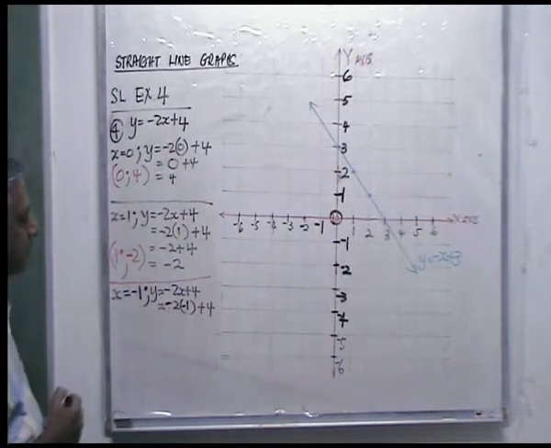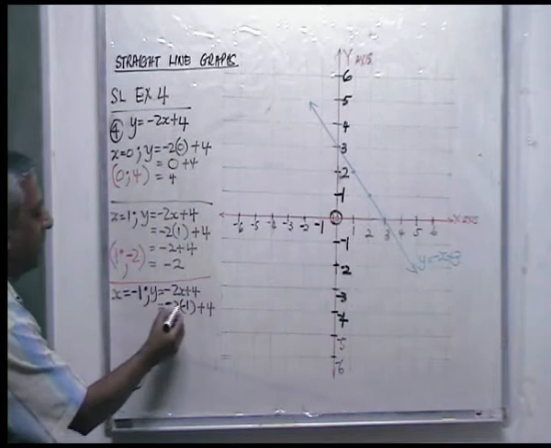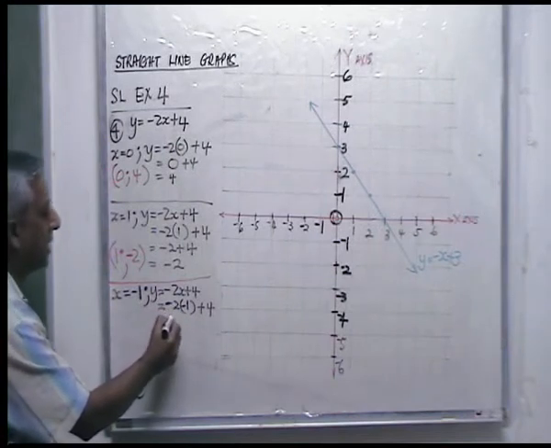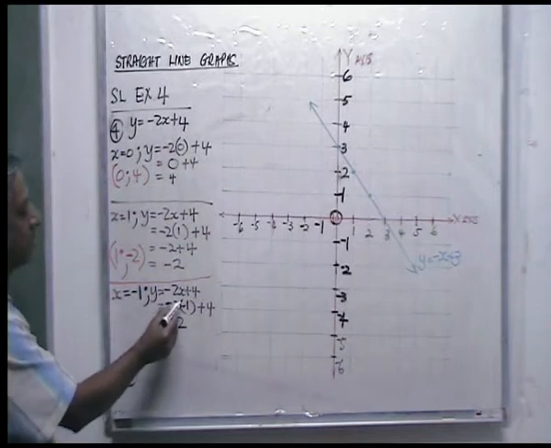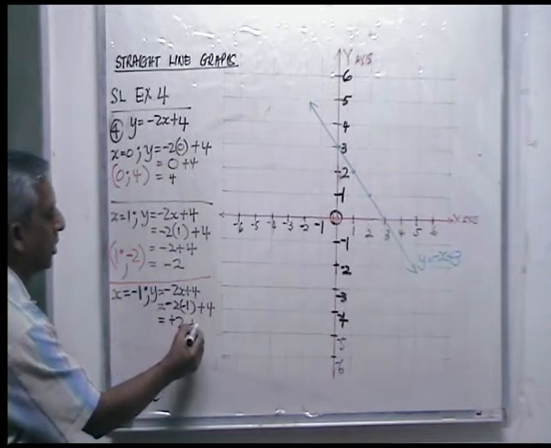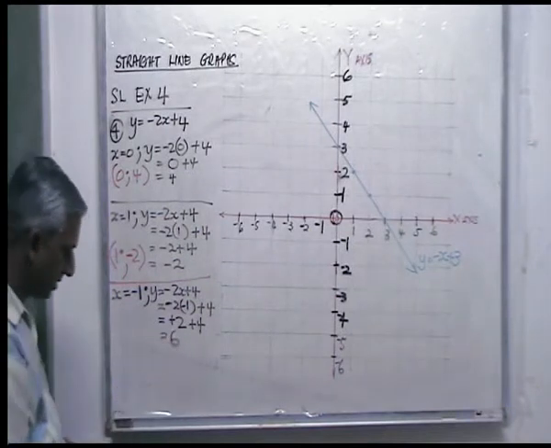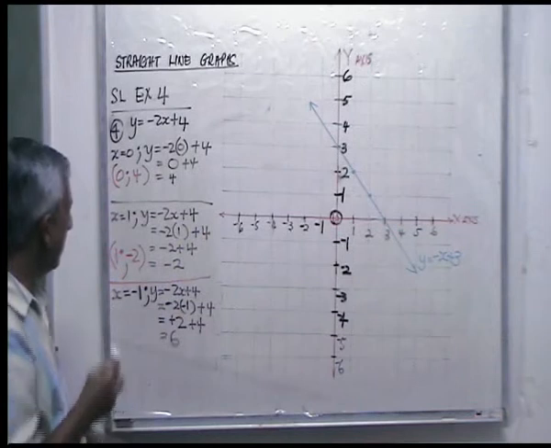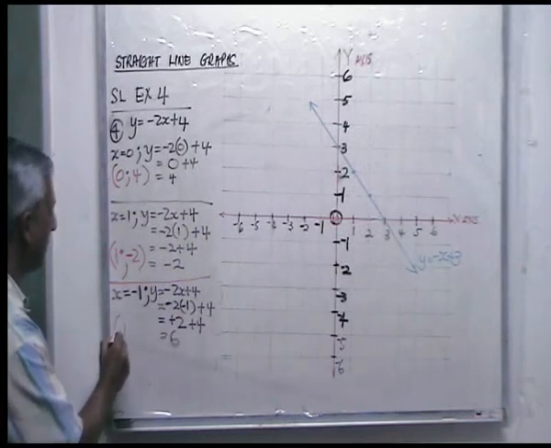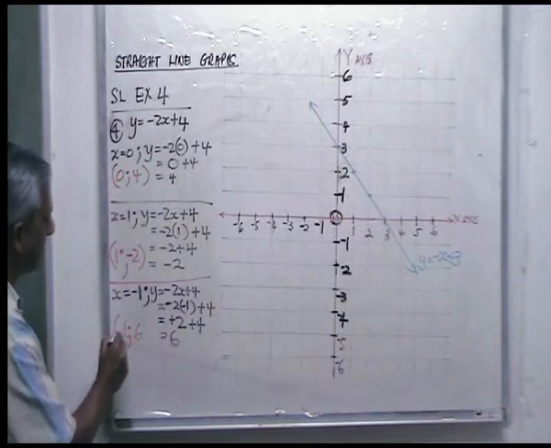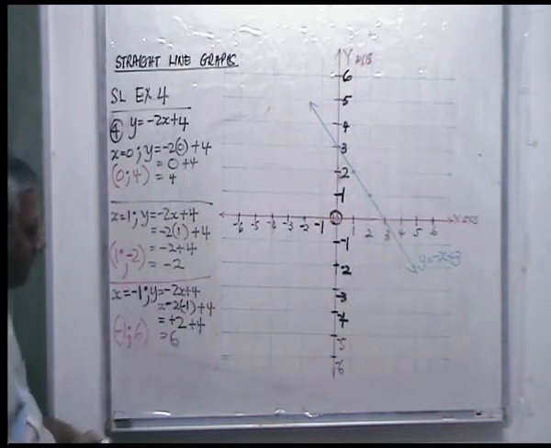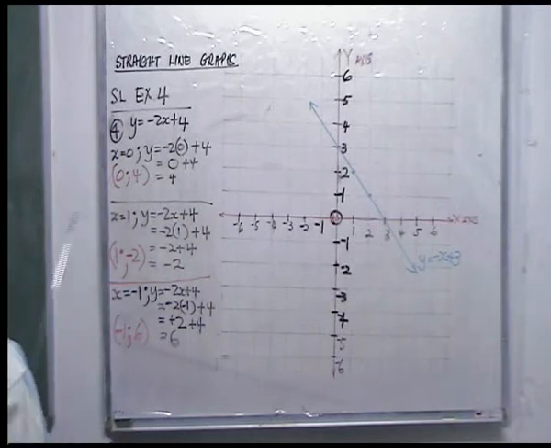Right. Now, minus 2 times minus 1 gives you plus 2. Plus 4, and the final answer is 6. So your third ordered pair is actually minus 1 and 6. So there's your third ordered pair, minus 1 and 6. Right, let's go and plot them.